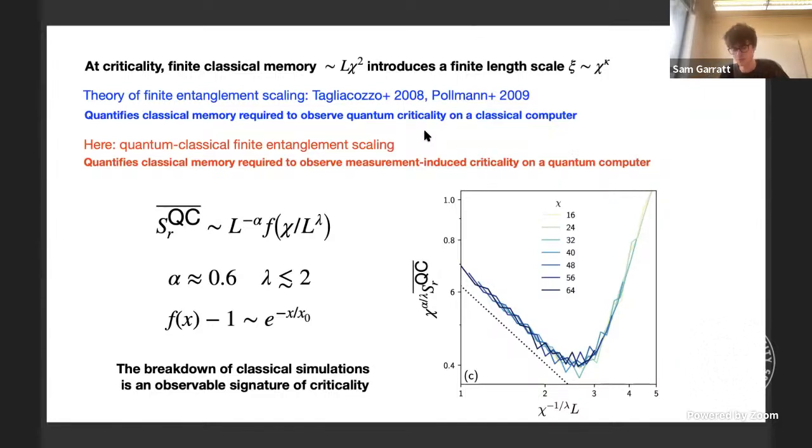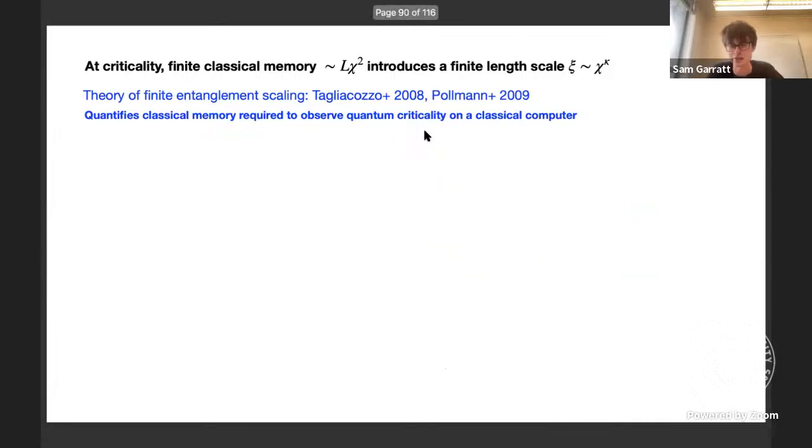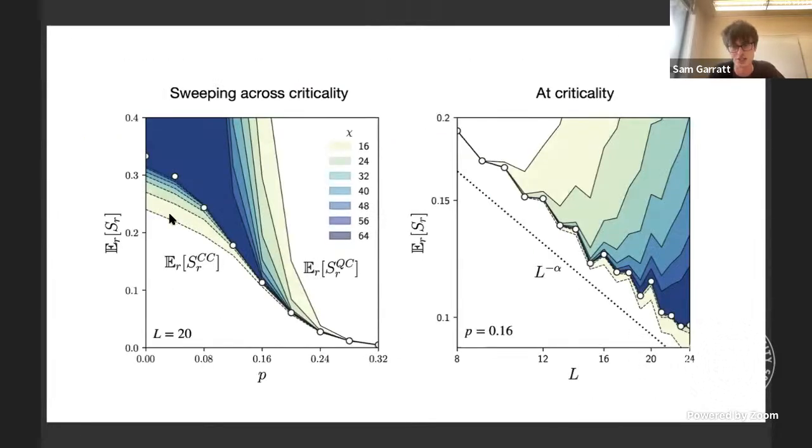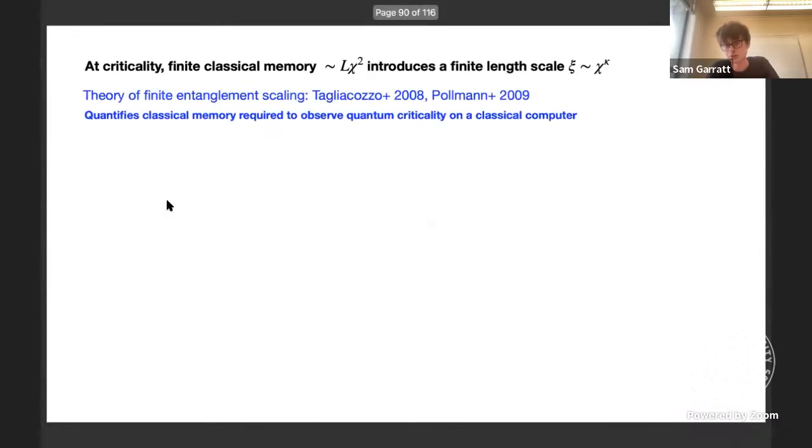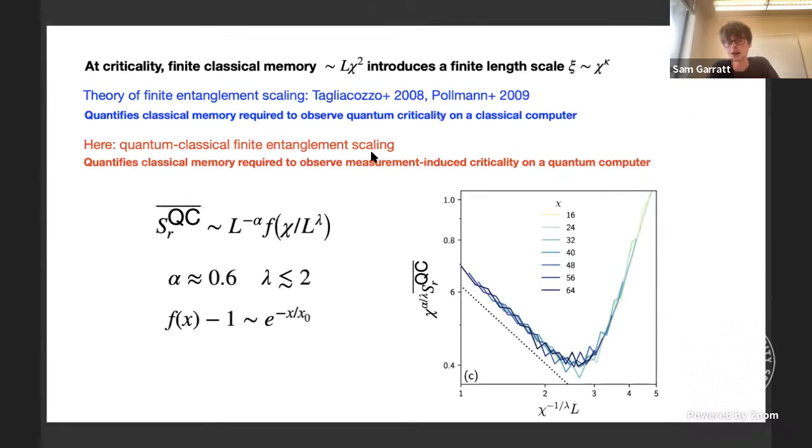We haven't put this in the paper, basically because the system sizes I went to were not large enough that it looked interesting. If I go back to the previous slide, you can see that the way that the classical simulation fails is not particularly spectacular. But there should in principle be some other length scale. If I bring in a finite bond dimension, there should be some length scale introduced at the critical point that manifests in the classical simulation. This would be the length scale that's more analogous to the subject of the theory of finite entanglement scaling.